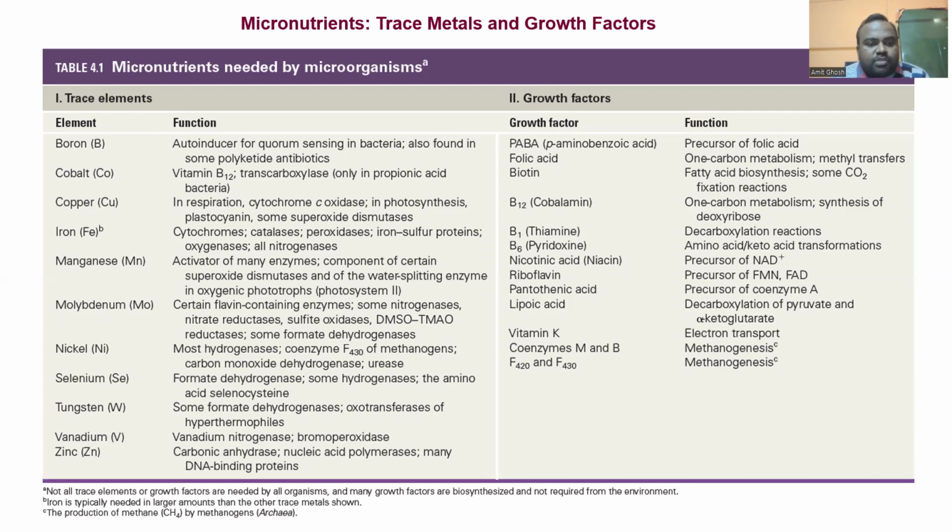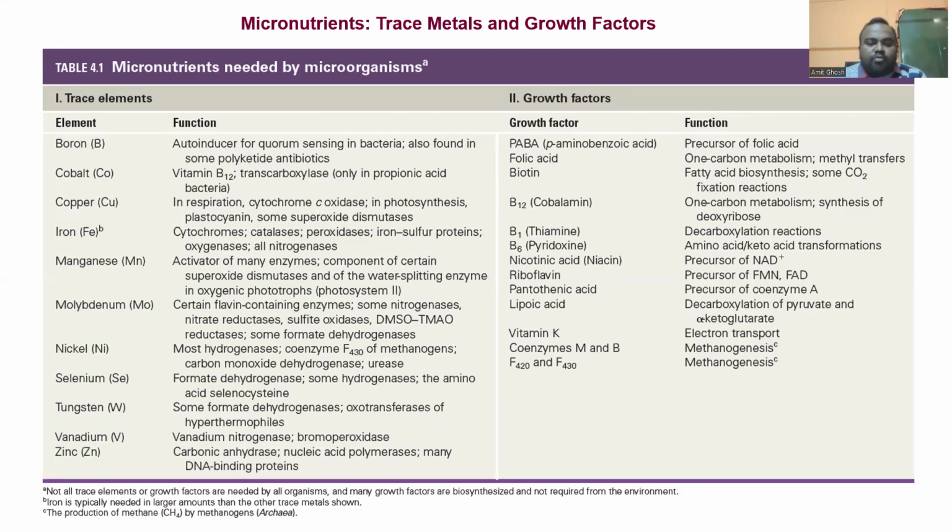Copper, Cu. What is the role of Cu? Copper functions in respiration, cytochrome c oxidase, in photosynthesis, plastocyanin, and some superoxide dismutases. Next, iron. What is the role of iron? Iron functions in cytochromes, catalases, peroxidases, iron-sulfur proteins, oxygenases, and all nitrogenases. Next, what is the role of manganese? Manganese is the activator of many enzymes, a component of certain superoxide dismutases, and the water-splitting enzyme in oxygenic phototrophs like photosystem 2. We know photosystem 1, photosystem 2.